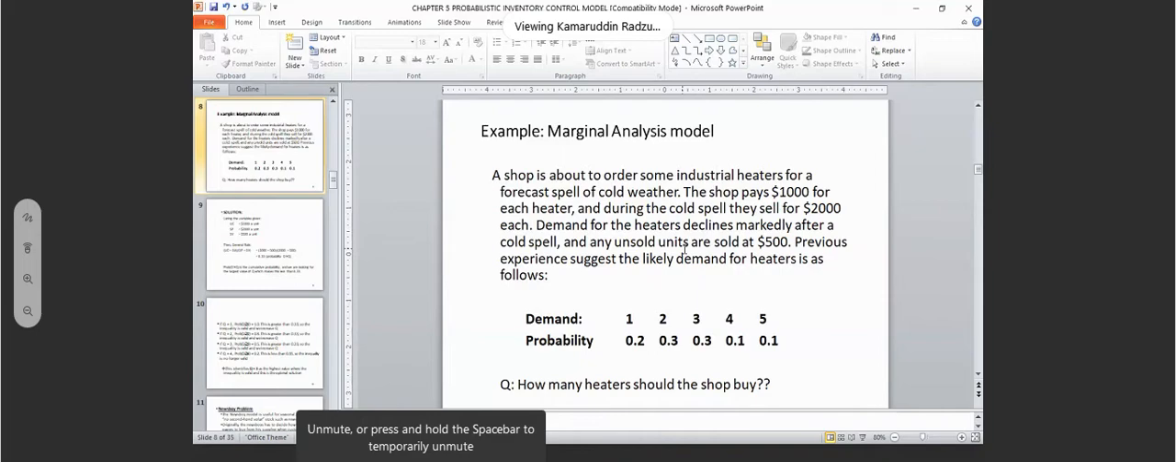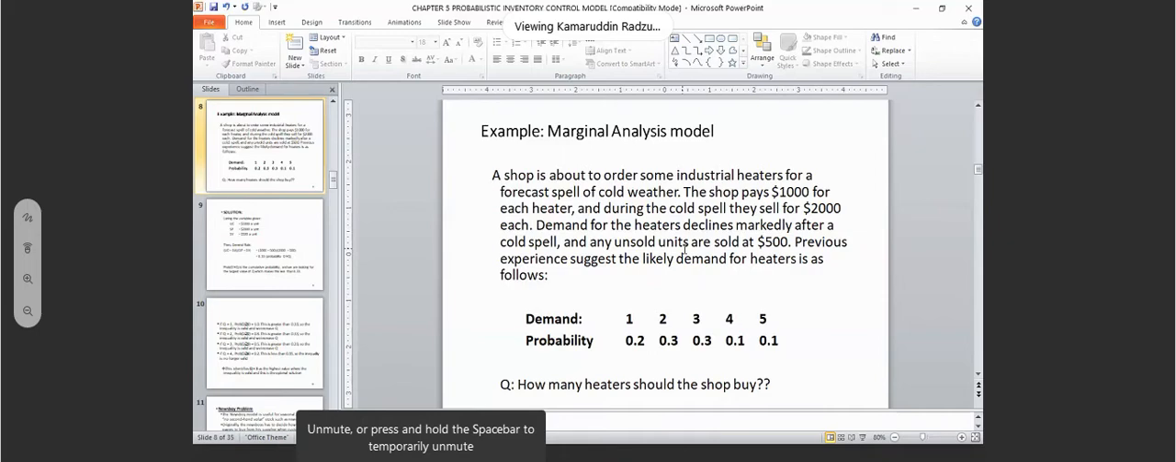A shop is about to order some industrial heater for a forecast spell of cold weather. The shop pays 1,000 for each heater, and during the cold spell, they sell for 2,000 each, and the demand for the heater will decline markedly after a cold spell, and any unsold unit sells at 500. And previous experience suggests the likely demand for heater is as follow.